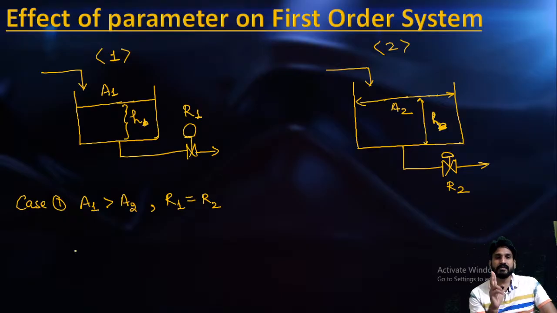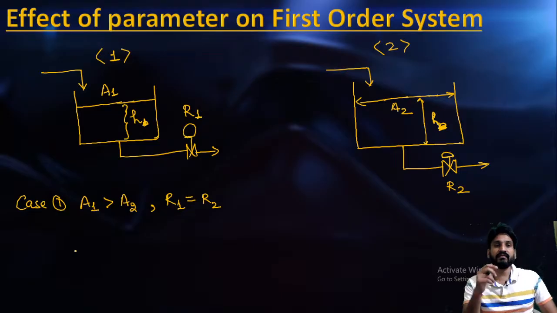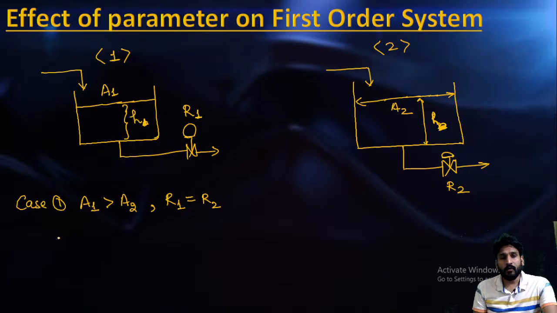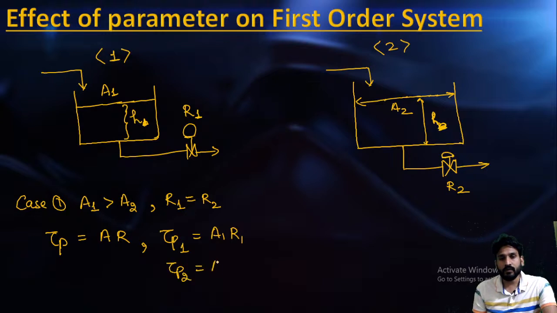We have two parameters, tau p and Kp, and I already discussed that tau p stands for fastness. Tau p will give you the idea about the fastness, and your Kp basically gives you the idea about the ultimate gain. What is the tau p of this system? Tau p is equal to area into capacitance into resistance. For tank 1, what is the value of tau p1? Tau p1 is nothing but A1 multiplied by R1. And what is my tau p2? Tau p2 is equal to A2 R2.